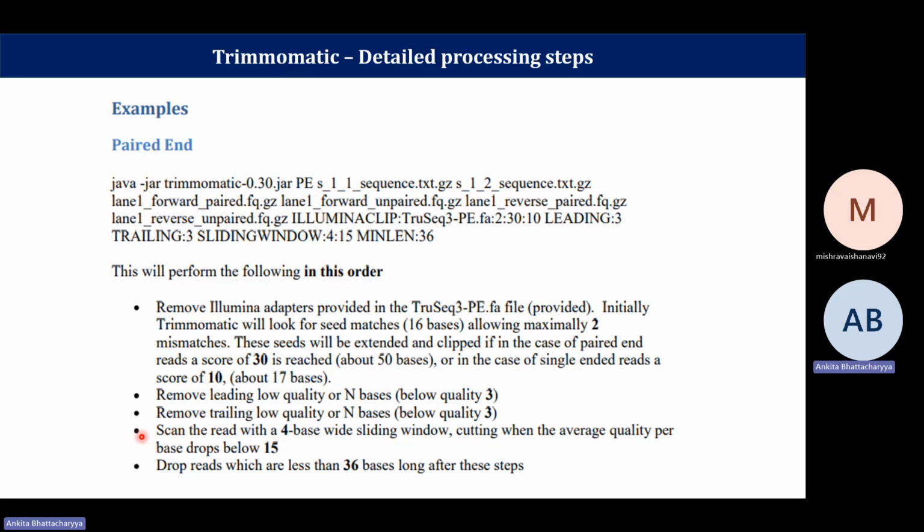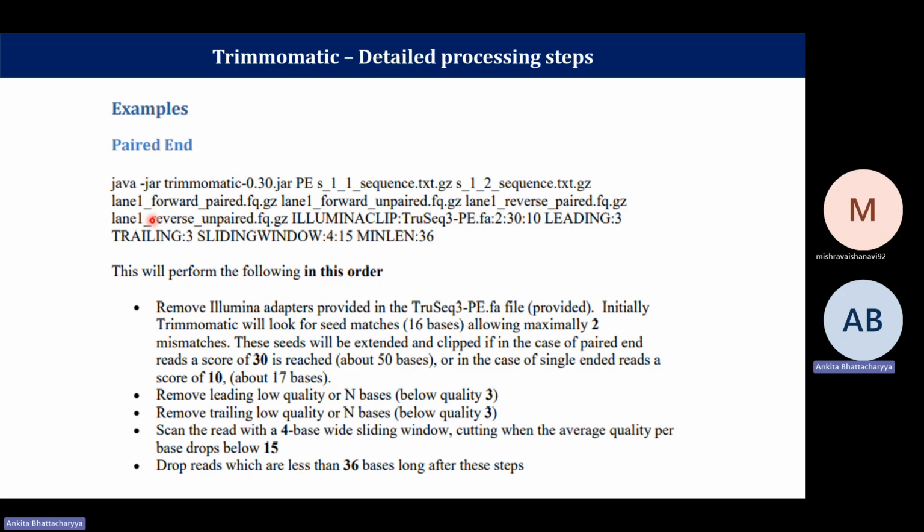Then for sliding window, what is it going to do? It is going to scan the entire read with a 4 base wide sliding window, and it will cut where the average quality per base drops below 15. It is going to trim the sequence right there. And finally, any read which is less than 36 bases long will be chopped off after all of these steps.